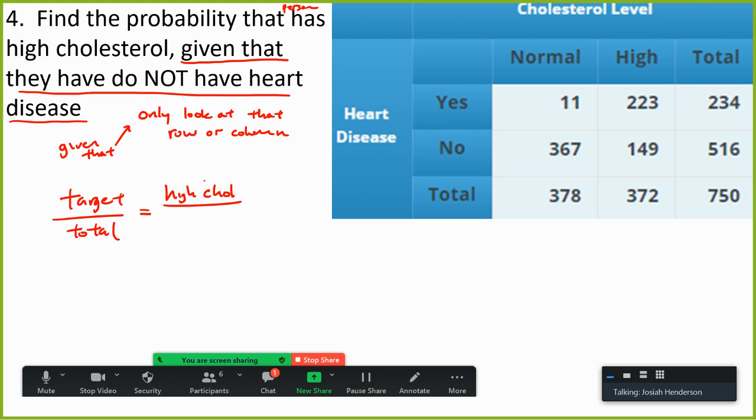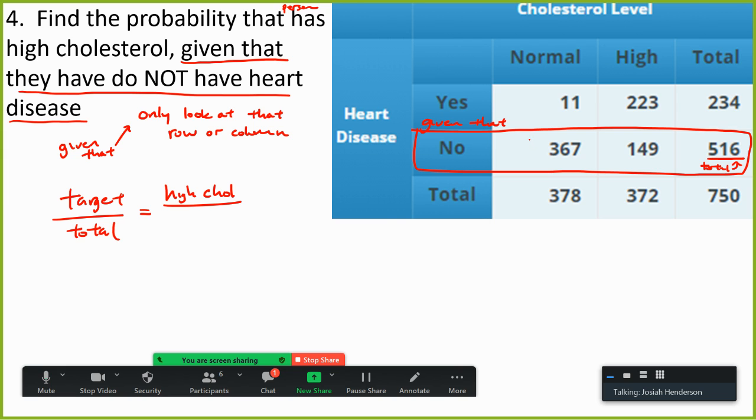Our total, normally we would take the 750. However, it's saying given that they do not have heart disease, that's a clue that we need to just focus on that section. Do not have heart disease. So then we say, okay, we're only looking at the people that do not have heart disease because of the given that in this question. So we're only looking in that row in this case. So we're looking at 516 for the total.